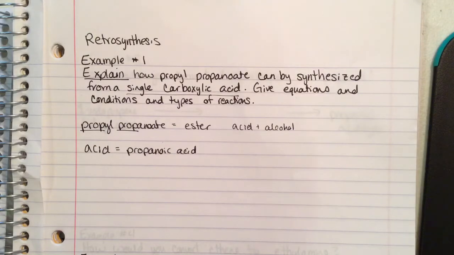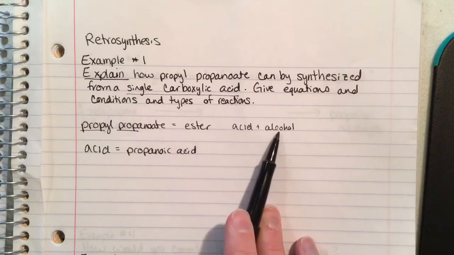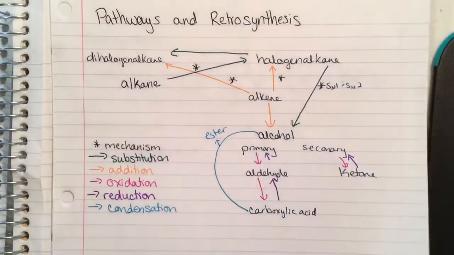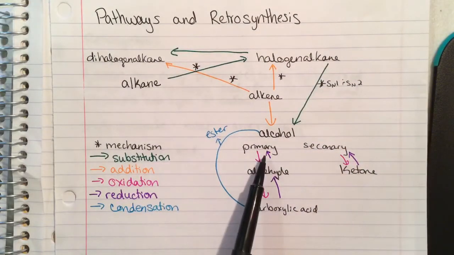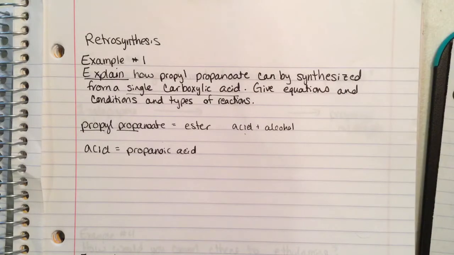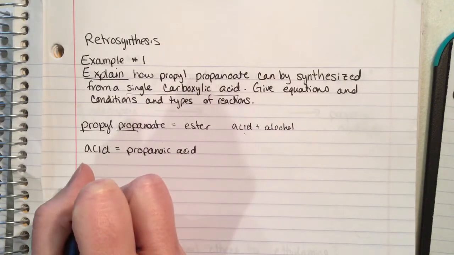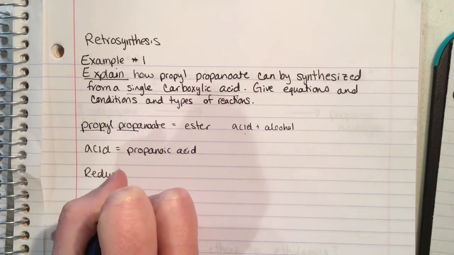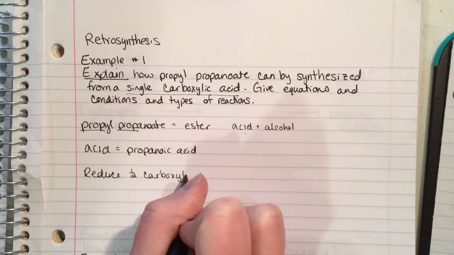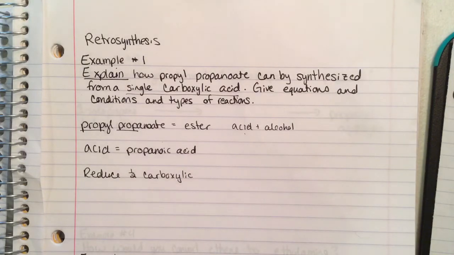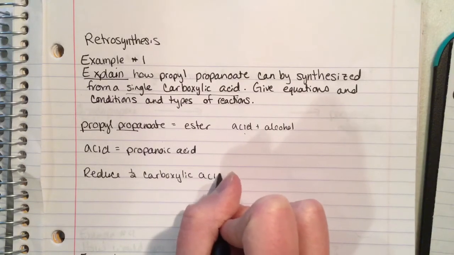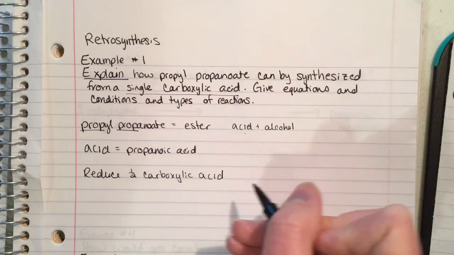Okay, so I can turn an acid into an alcohol, right? So I'm going to go look again at my little chart. In order to turn an acid into an alcohol, I have to, purple arrow, reduce it. So I'm going to reduce half the carboxylic acid. Why would I only want to reduce half of it? Because I need the other half to be available to react with my alcohol when I'm done. Okay, so I'm going to reduce half of that carboxylic acid.